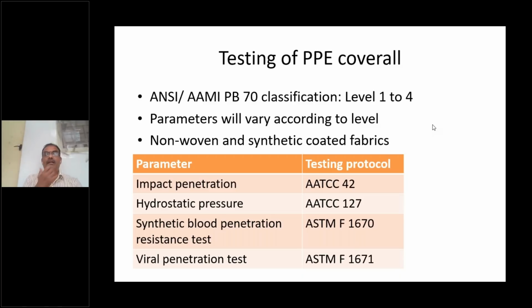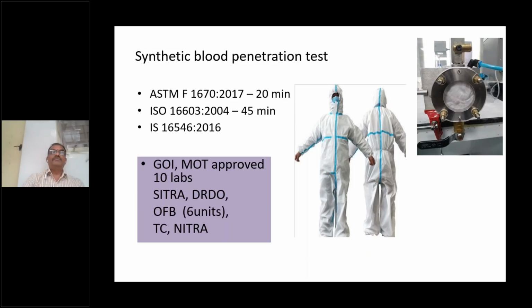Then the fourth one is the viral penetration test. How the pathogens are penetrating on the seam. That is also tested under 1670. So these four are the vital testing parameters for export. Okay. Now this is exclusively the synthetic blood penetration test.